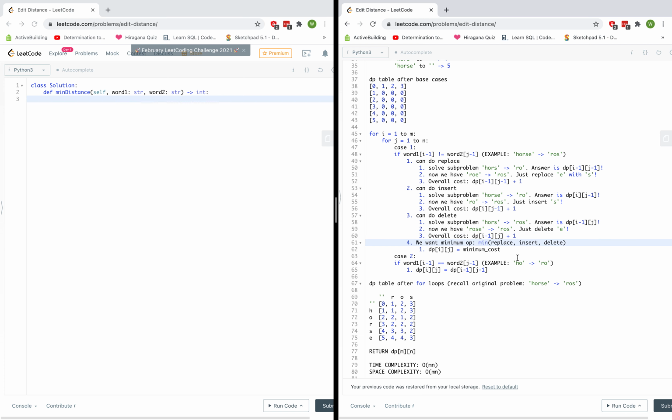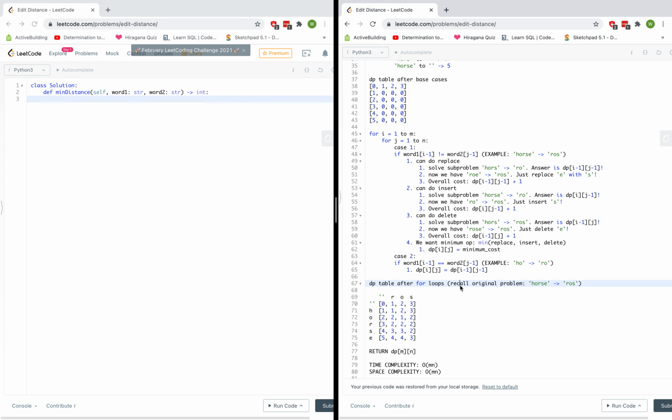So we have the cost of all these operations. We're just going to take the minimum, and we're going to set dp[i][j] equal to that minimum cost. Now in case 2, if the characters are actually equal, then all we have to do is look at dp[i-1][j-1]. Because the characters are already matching, we can just cut them off and say that the answer is equal to the two words without those characters.